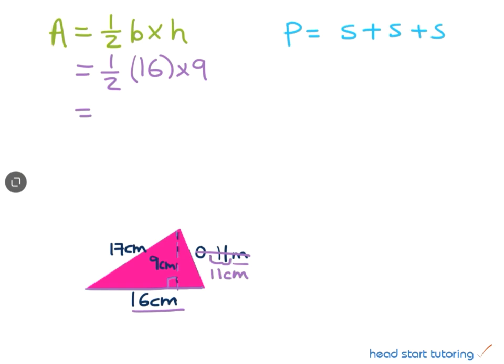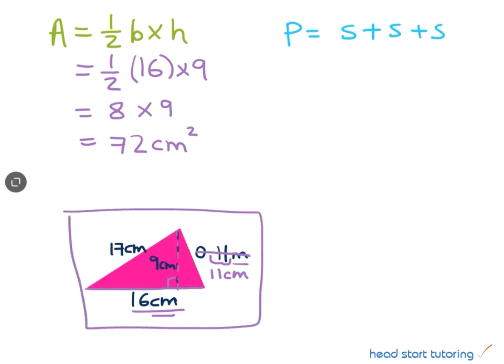So half of 16 is equal to 8, and 8 multiplied by 9 is equal to 72. And because we are working with centimeters by centimeters, we have an answer of centimeters squared. So the area of this triangle is equal to 72 centimeters squared.